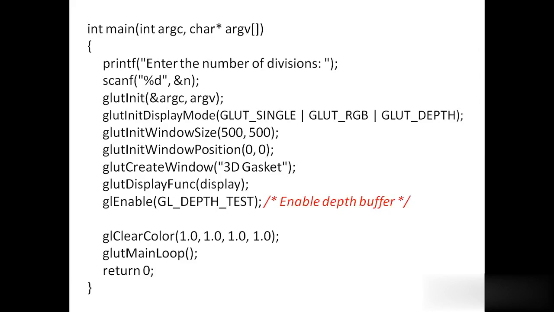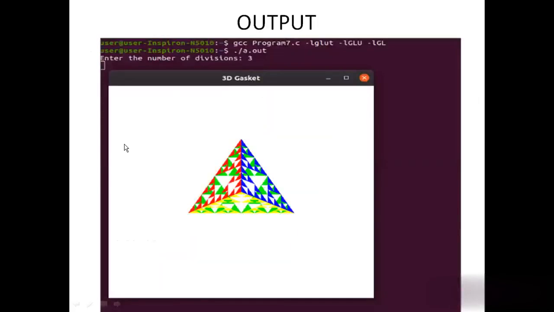The next is glClearColor. It sets the background color with some value. Here we have given white, 1.0, 1.0, 1.0, 1.0, and it again calls glutMainLoop. So it again goes back and does the things, and this is how I am returning 0, which is nothing but the end of the program.